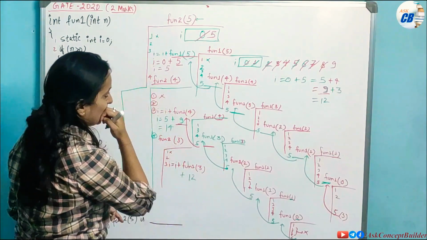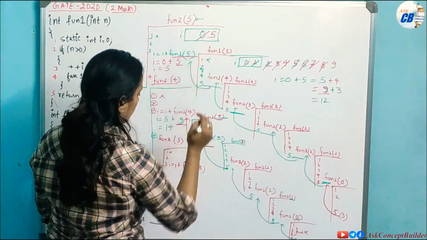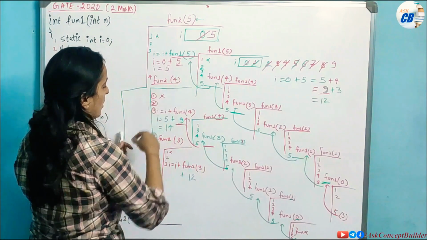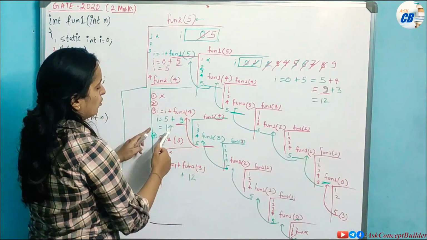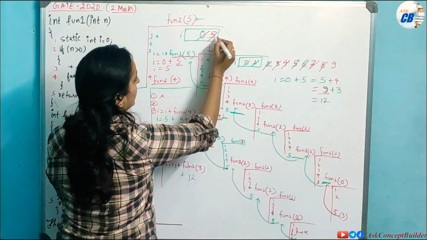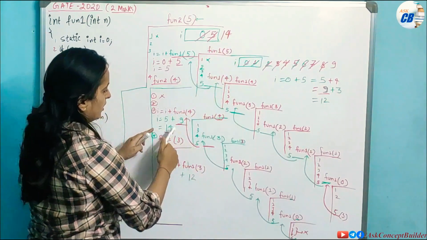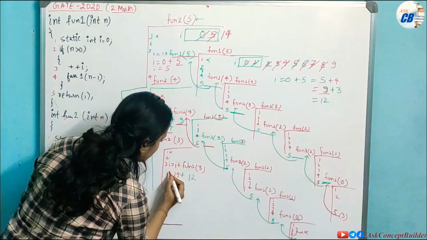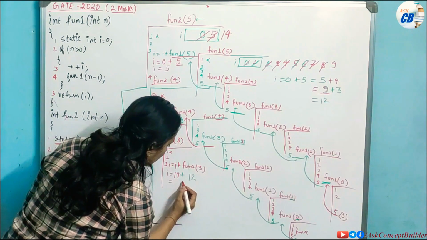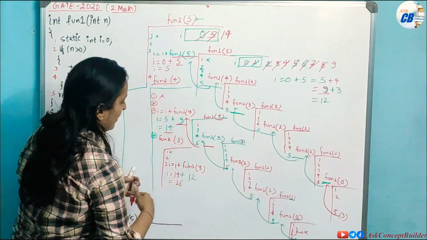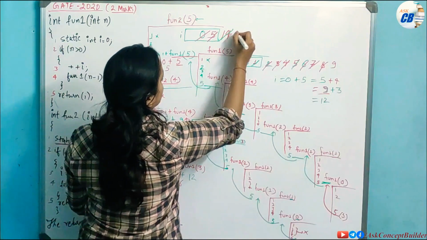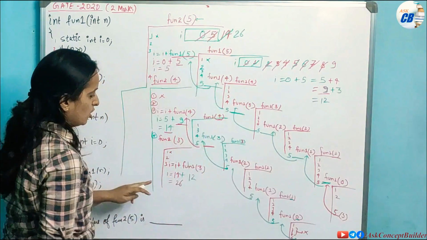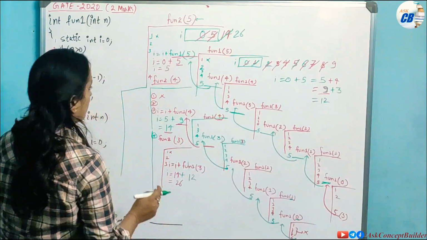Fine. And see here the I value. Now you have to update here in fun2 4, the I value has finally become 14. Now I is 14, so I equals 14 plus 12. 14 plus 12 is 26. Now the I value has become 26 in the fun2 function.